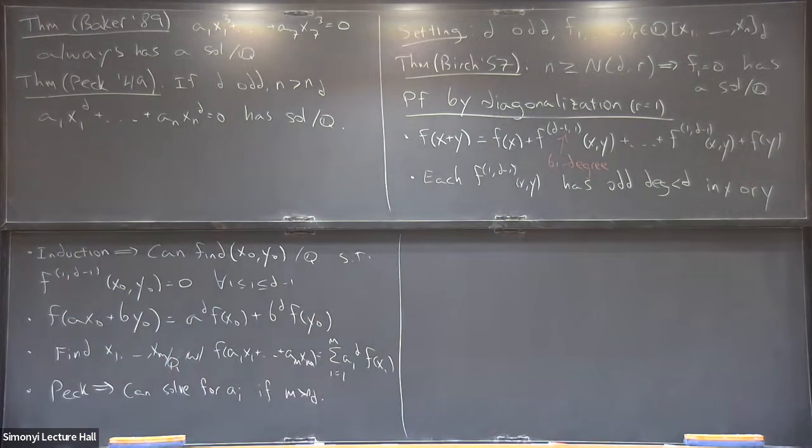Sorry, you might have said this, but in both Peck's and Birch's theorems, are n_d and n_d,r explicit, or is there just existence of such an integer? So in Peck's theorem, I think you can get something very explicit. In Birch's theorem, he doesn't give something explicit, and for good reason. But we'll give some bounds. Thank you.